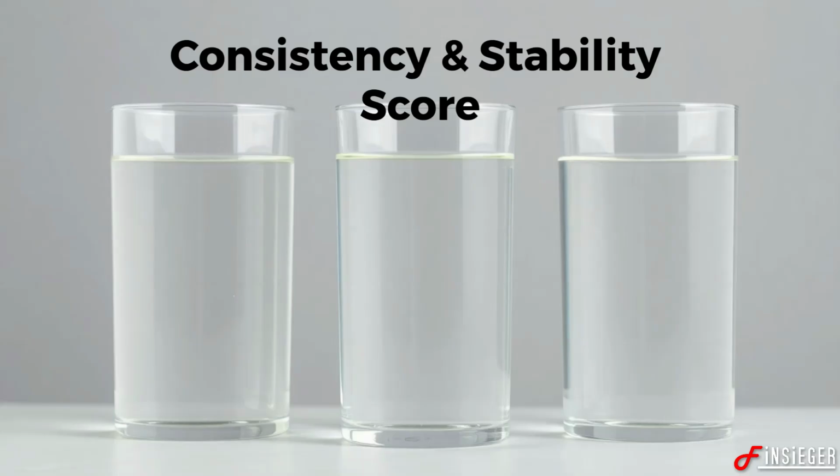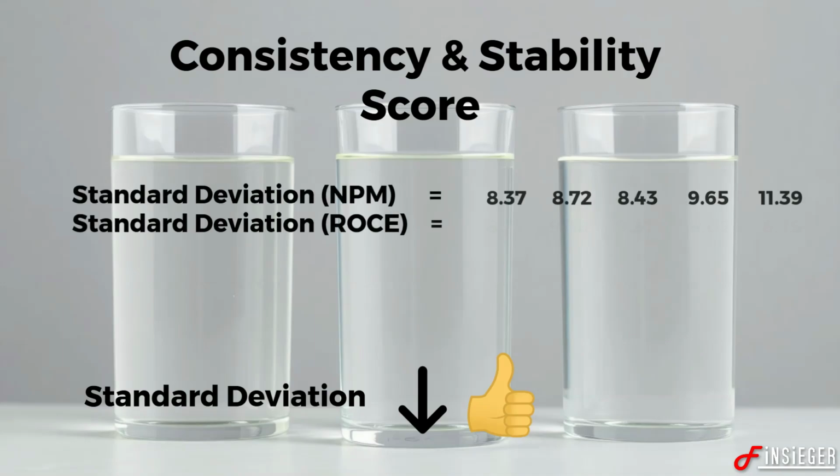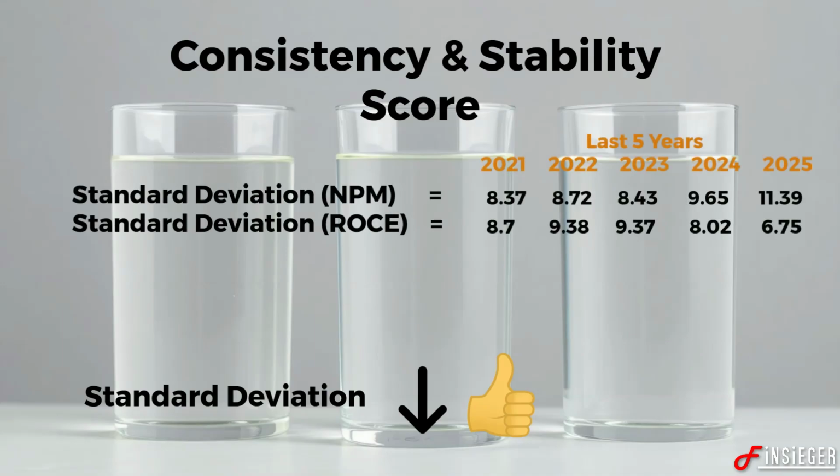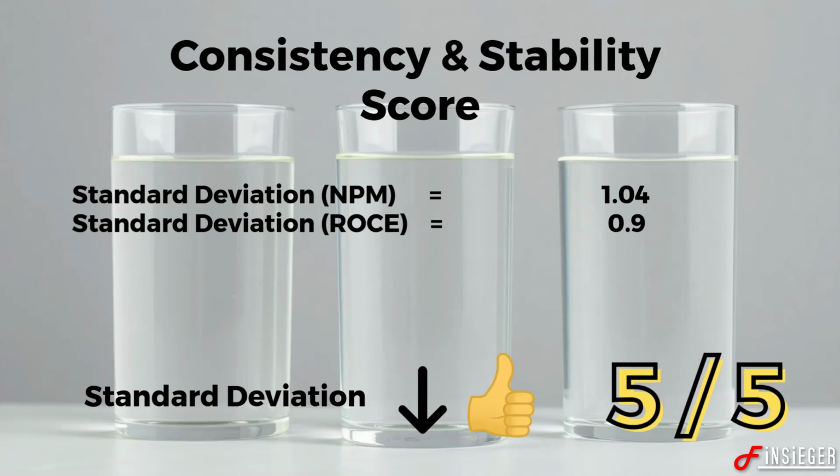In statistics, a metric called standard deviation is used to figure out how stable or consistent the values are. Lower values of standard deviation symbolize more stability. In this case, we will be running standard deviation on the last 5 years' data of NPM and ROCE, which come out to 1.04 and 0.9 respectively. So, Reliance gets a complete 5 out of 5 in stability.